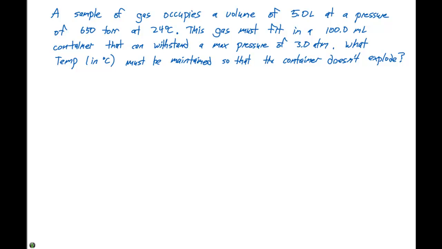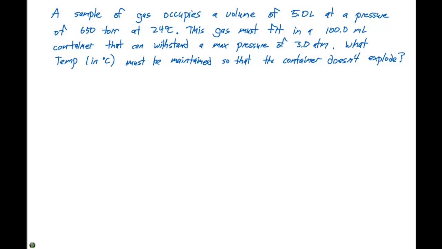In our next example problem, we state the following. A sample of gas occupies a volume of 5.0 liters at a pressure of 650 torr at 24 degrees Celsius. This gas must fit into a 100.0 milliliter container that can withstand a maximum pressure of 3 atmospheres. What temperature in degrees Celsius must be maintained so the container doesn't explode?